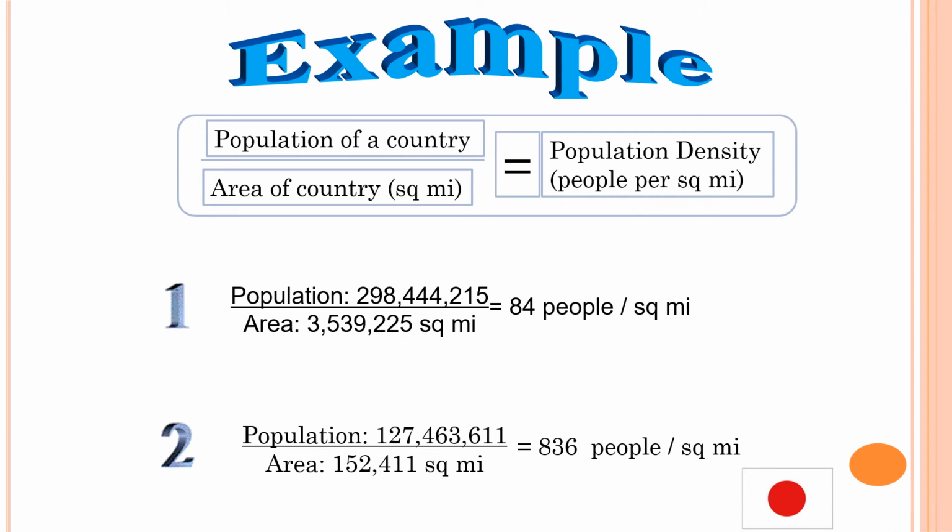These are the two examples of how the density of any country, region, or area is calculated: by the population divided by area. It is called population density, meaning it is the ratio between the population and area. This is called density.